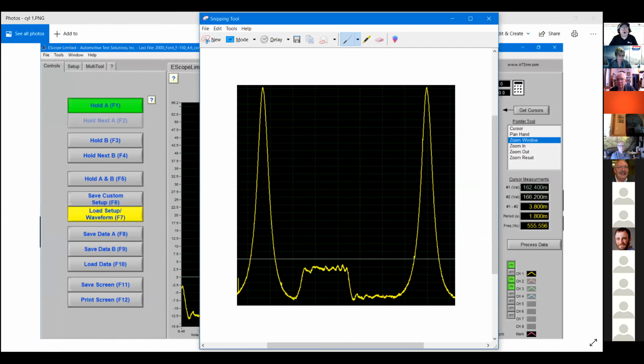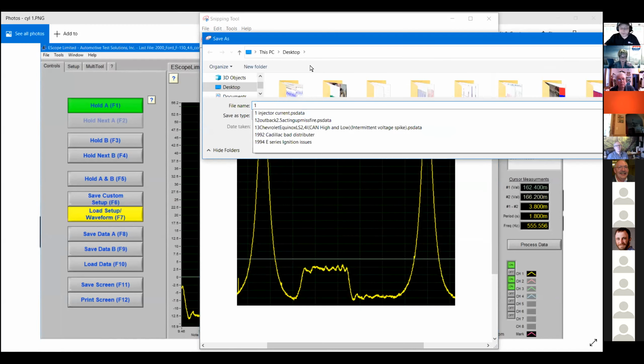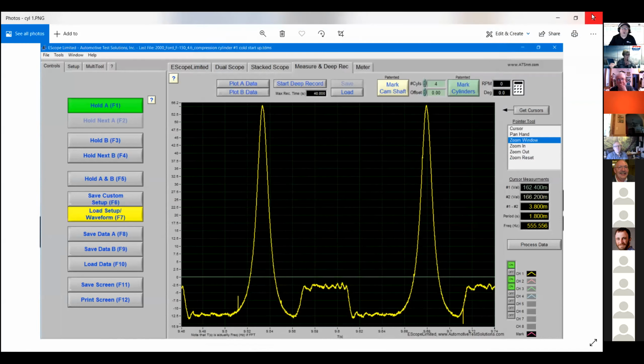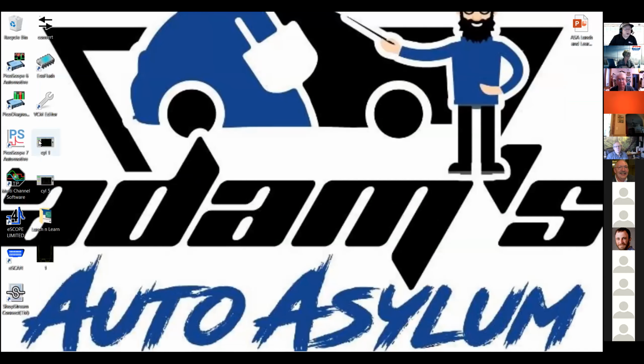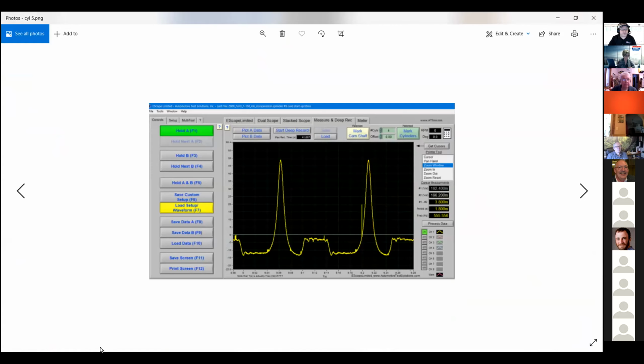So I'm going to call this snip, I'm going to save it, and I'm going to call it cylinder 1. So we'll just call this 1. All right. So I just saved that one. The next thing I'm going to do, and you know I'm headed here, is I'm going to go to my cylinder 5, and I'm going to do the same thing.